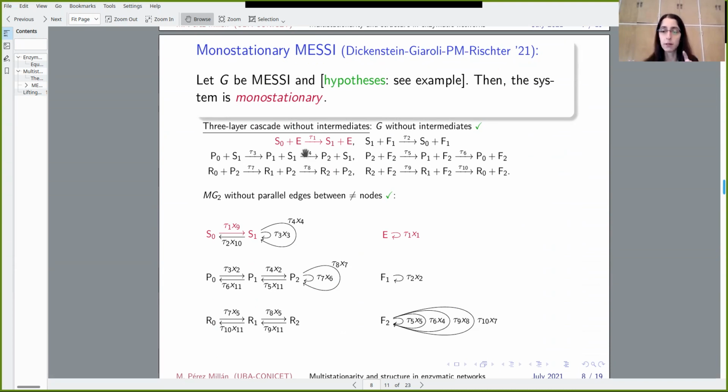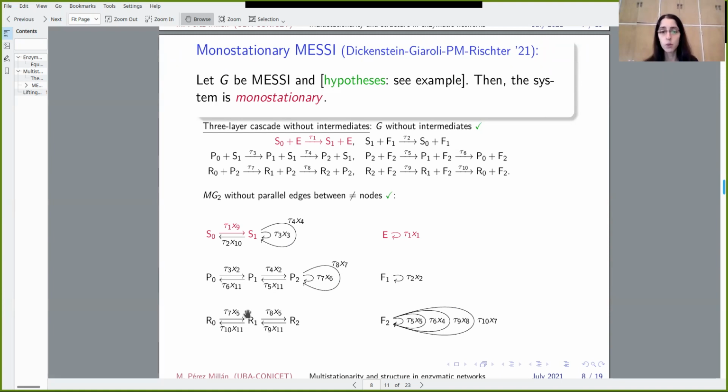Let me just show you one example. For instance, when you consider this reaction where S0 plus E becomes S1 plus E, we say that S0 gets transformed into S1 with the aid of E. So E comes here together with the reaction constant tau, in this case tau1 times x9, which is the concentration of E. But we also say, and this is quite artificial, that E becomes E with the aid of S0, and here we have this loop. E becomes E with the aid of x1, which is the concentration of S0, times the reaction constant tau1.